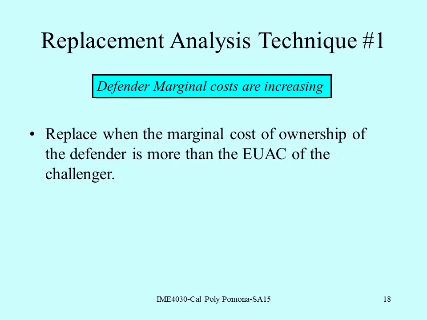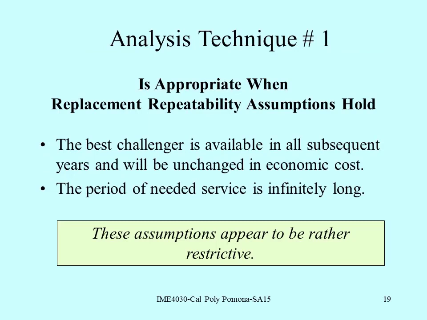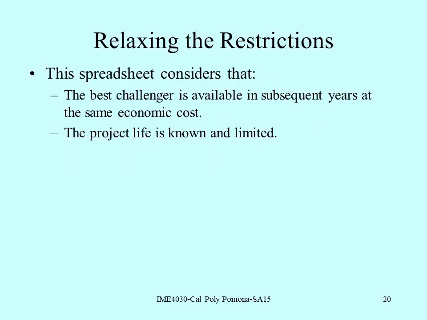Let's go to slide number 19. Analysis technique number 1 is appropriate when replacement or repeatability assumptions hold, and it also assumes that we have the best Challenger that's available in all subsequent years, and the period of needed service is infinitely long. These are a little restrictive assumptions. You can relax those assumptions a little bit. Slide number 20 relaxes them by saying the best Challenger is available in subsequent years at the same economic cost, and the project life is known and limited.